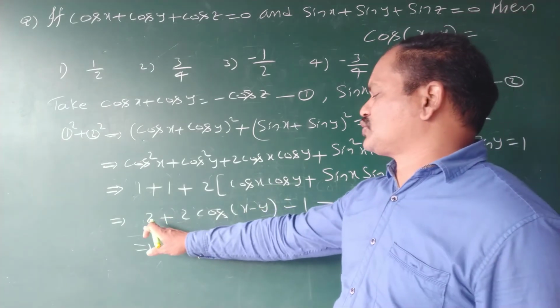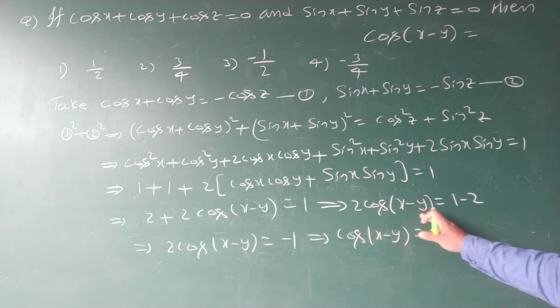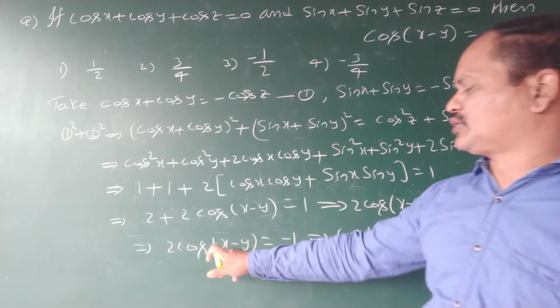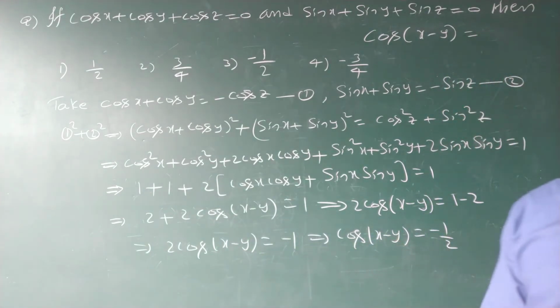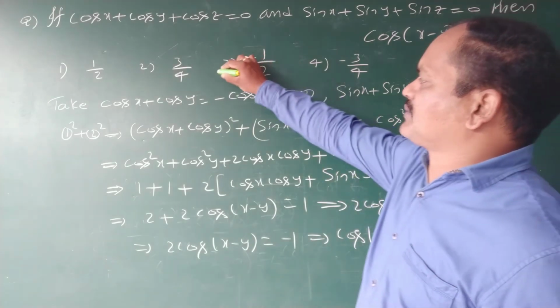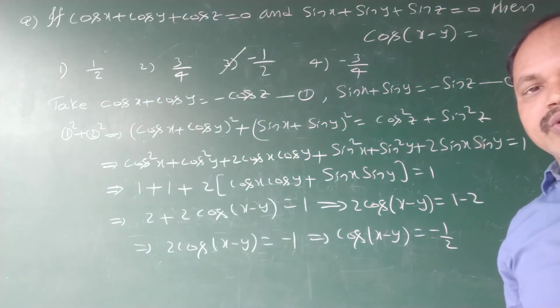Now here it is 2 plus 2 cos(x minus y) is equal to 1. So 2 cos(x minus y) is equal to 1 minus 2. Then 2 cos(x minus y) is equal to minus 1. So cos(x minus y) is equal to minus 1 by 2. That's why that is the third option. Answer is minus 1 by 2. That is the third option. Now we are going to one more question.